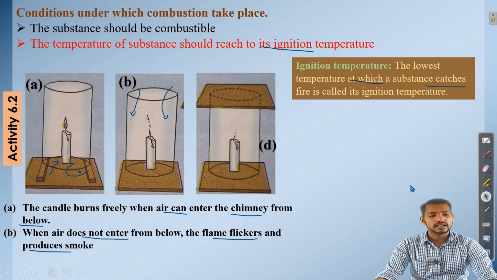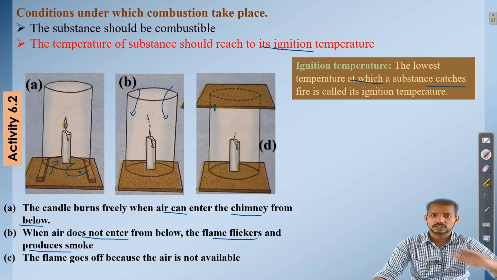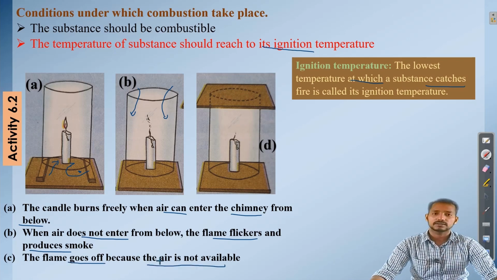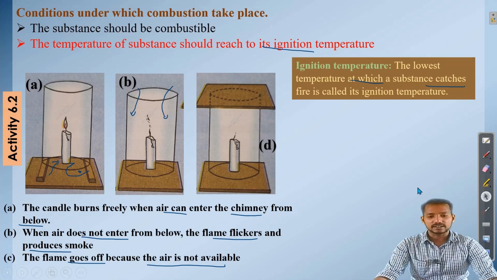And in the third case, there is no air, because the bottom part is closed and the top is also closed. That means the flame goes off because air is not available, since it is completely closed. So we can say that the third condition required for the combustion process is air.